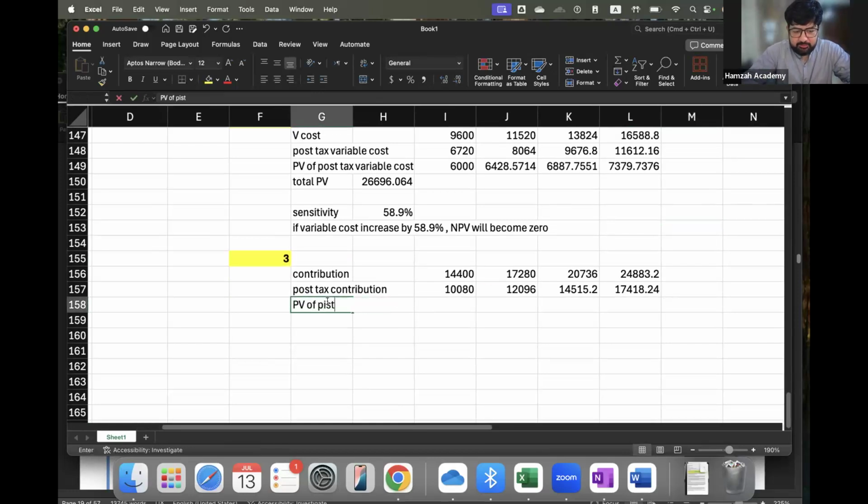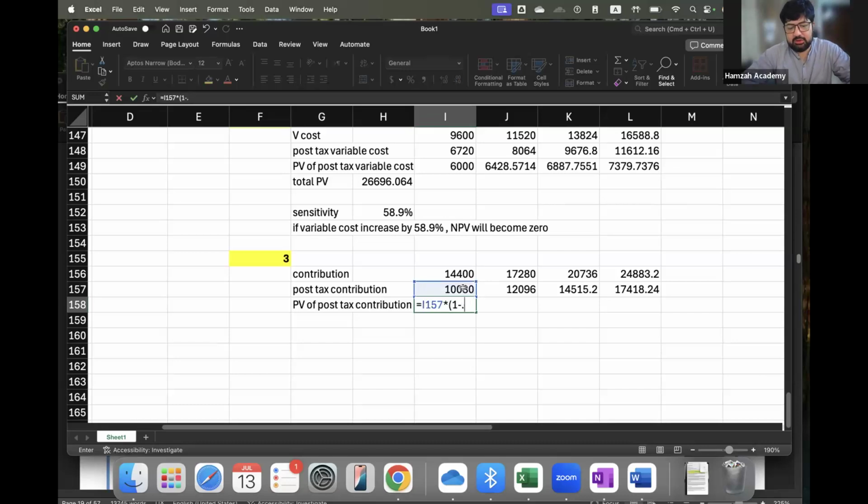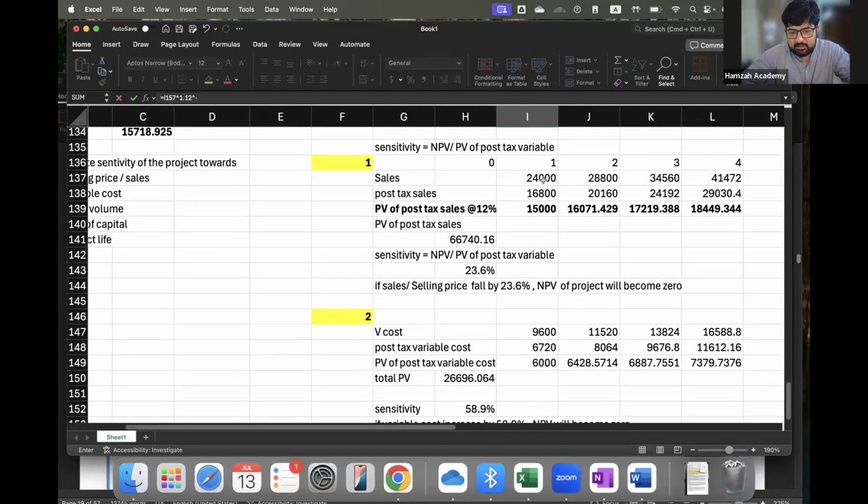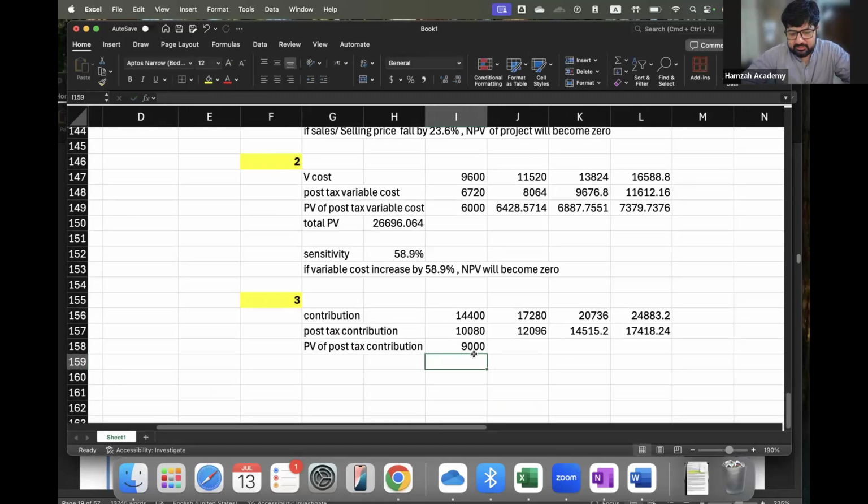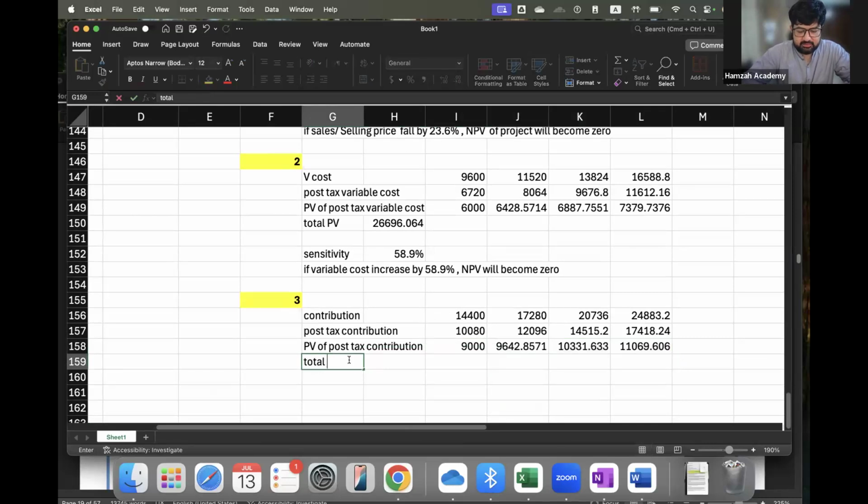So present value of post-tax contribution. Sorry, post-tax we have done. Now present value. This into 1.12 raised to power minus. Total present value. Total present value of post-tax contribution.